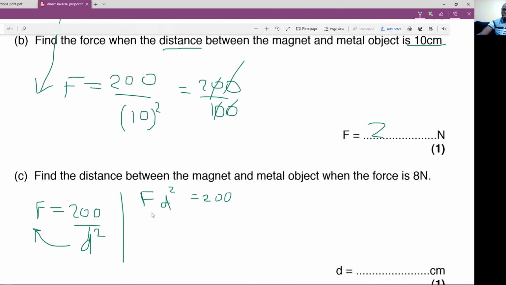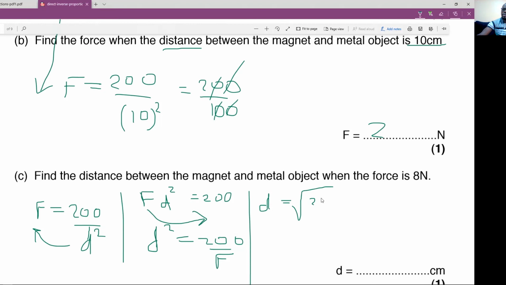Remember, we want d to be isolated. So we take F to the other side. Now F was multiplied. When it crosses to the other side, it becomes divided. So d squared is going to be 200 divided by F. And the final step is to remove the square, the second power of d, and move it to the other side. If you move a power, it becomes a root. So d equals the square root of 200 divided by F. Remember, the root is for everything else that was on the other side of the equal sign. So this is going to be 200 divided by the force, which in this question is 8. So you take 200 divided by 8, you'll find 25. It's going to be root 25, and root 25 is 5 centimeters. That's our answer for d.